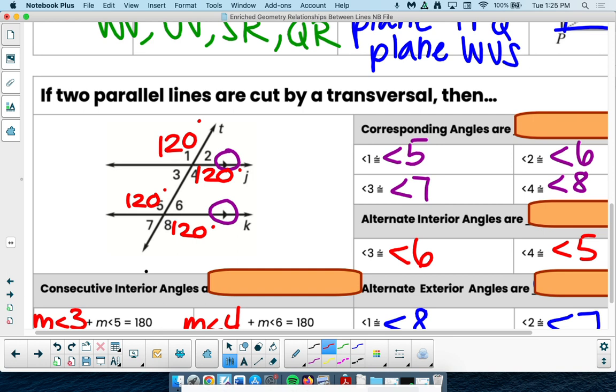Could you find angle 2? 60, right? So what do these two have to add to? 180. So can we agree that the other 3 missing angles would all also be 60? Yep. So what's kind of nice is if you know one angle measure, you can find the rest of them. And that's what we're going to do on the next page. So that's a good example just to have as a reference.